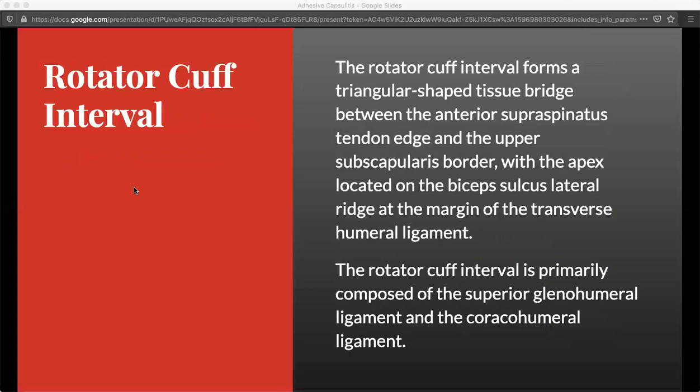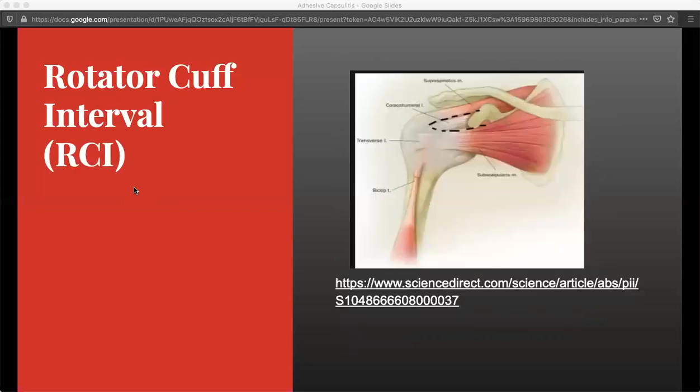All right. So we are going to talk about an important structure in the rotator cuff region known as the rotator cuff interval. This is a triangular shaped tissue bridge between the anterior supraspinatus tendon edge and the upper subscapularis border. The apex is located at the biceps sulcus lateral ridge at the margin of the transverse humeral ligament. I'll show you the diagram in a second. So there it is. You see the dotted line? That is your rotator cuff interval.